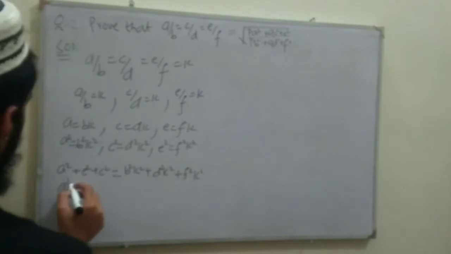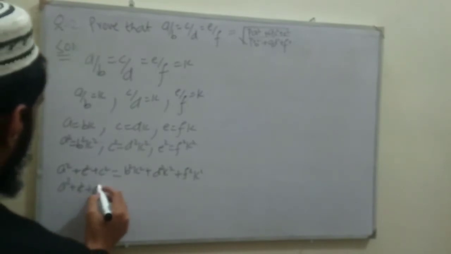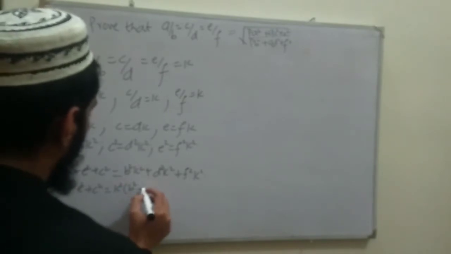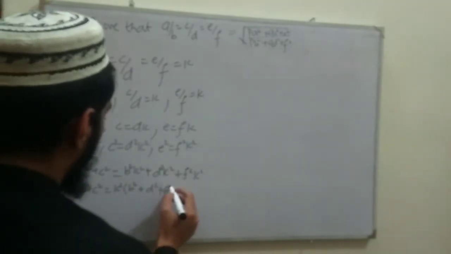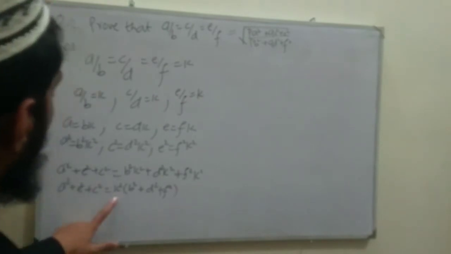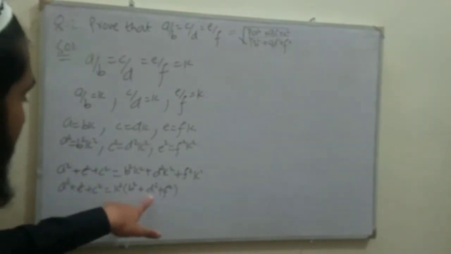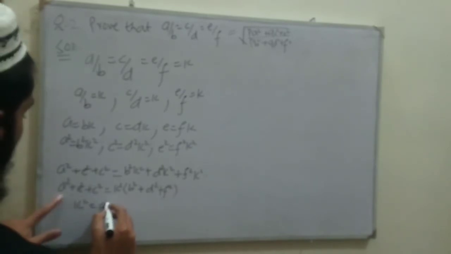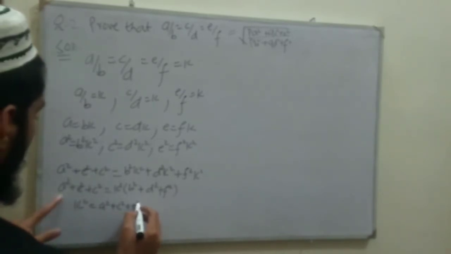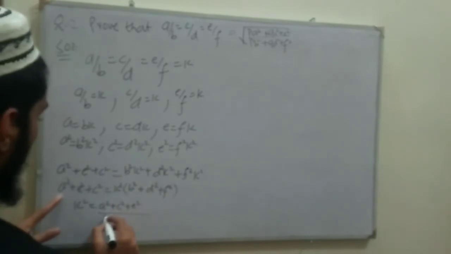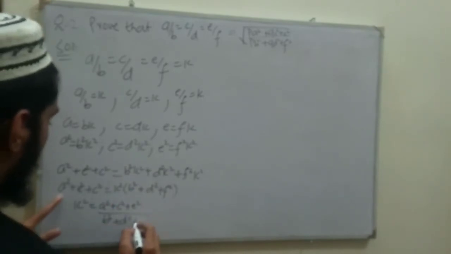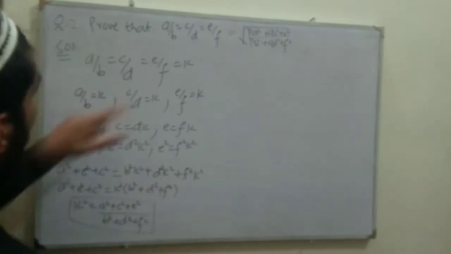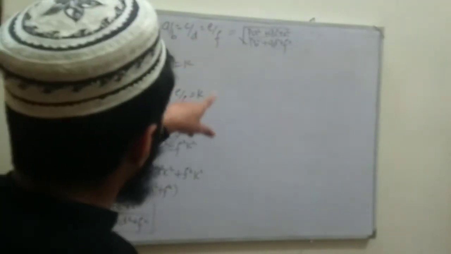A square plus e square plus c square. Here taking k square common, so b square plus d square plus f square. For finding the value of k square, divide both sides with b square plus d square plus f square. So we are left with k square is equal to a square plus c square plus e square divided by b square plus d square plus f square. This is the value of k square for a by b is equal to c by d is equal to e by f.